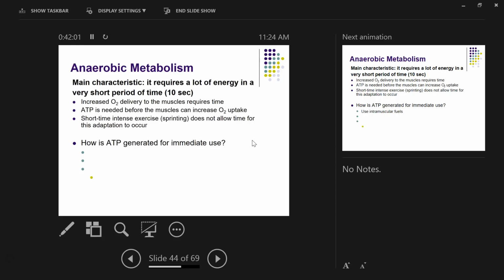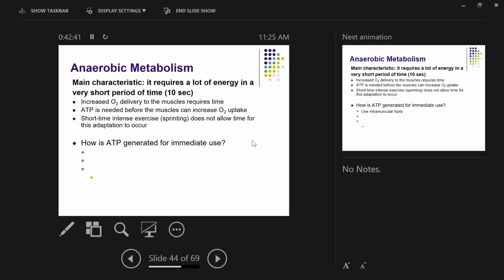Okay, so that was the aerobic metabolism exercise. Now let's talk about anaerobic metabolism, right? The main characteristic of anaerobic metabolism is that it requires a lot of energy in a very short period of time. For example, 100-meter sprinting, right? Finished within 10 seconds. So the increased oxygen delivery to muscle is not going to happen within the 10 seconds, right?